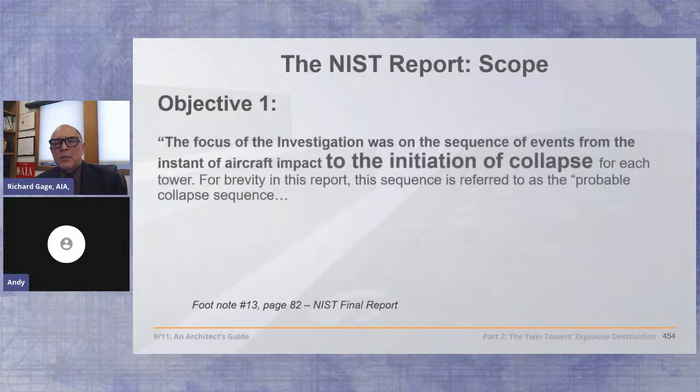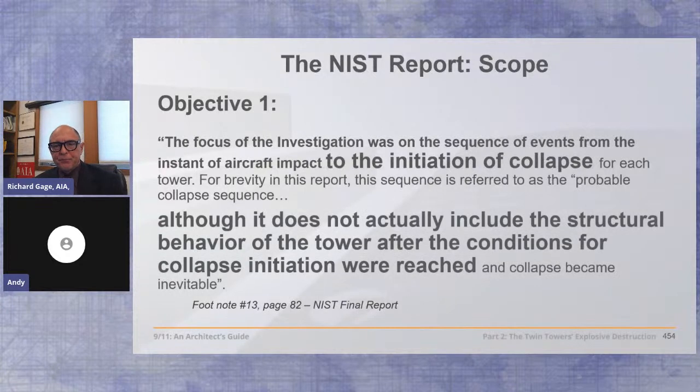It says the focus of the investigation was on the sequence of events from the instant of aircraft impact to the initiation of collapse. What? You stopped at the initiation? Didn't Congress ask you to explain the collapse itself? Why would they have stopped? It doesn't actually include the structural behavior of the tower after the conditions for collapse initiation were reached. They didn't do the job they were tasked with.